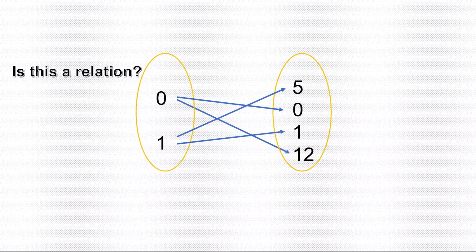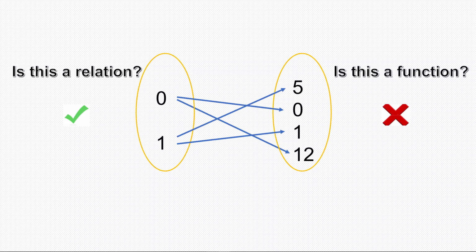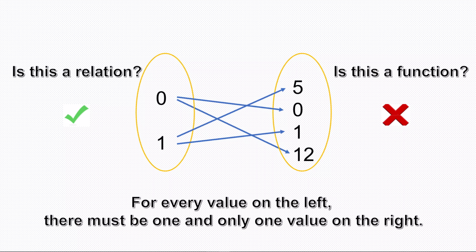Is this a relation? Yes, it is. There are arrows from each value on the left pointing to the values on the right. Is this a function? No, it is not. There are 2 arrows coming from the 0 on the left, as well as from the 1. This breaks the rule for a function. For every value on the left, there must be 1 and only 1 value on the right.